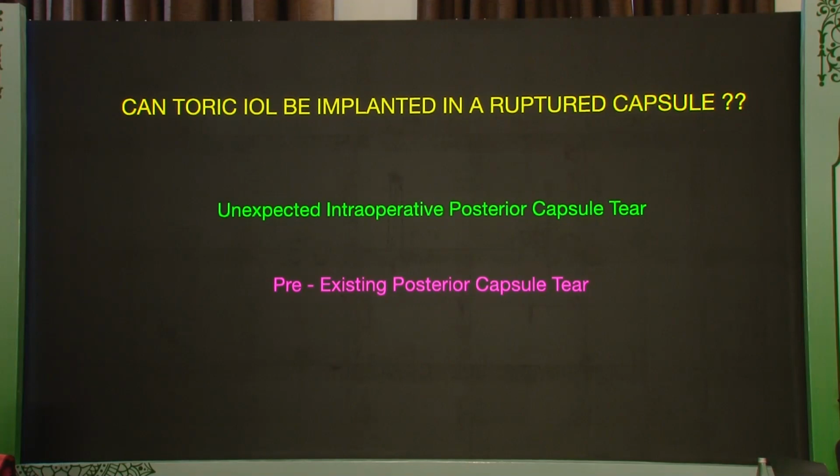So I think the whole question is, if you have a ruptured capsule, there are two scenarios. One, unexpectedly you have an intraoperative posterior capsule rupture, or second, where you already have a pre-existing tear in the posterior capsule. Can you or even should you think about toric IOL? And let's see in these few cases.